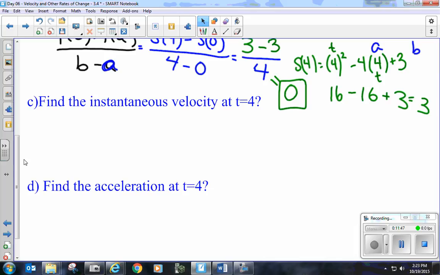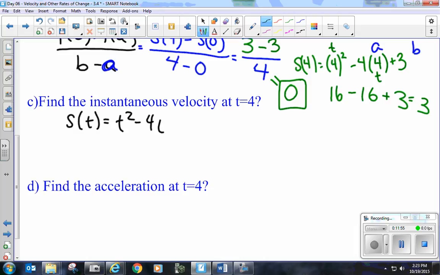Isn't the derivative velocity anyways? So my original equation is what? t squared minus 4t plus 3. Velocity is just the derivative of position, right? What is that going to end up being? 2t minus 4. And I want to find that at time 4. The equation that gives us position, if I take the derivative of that, it's velocity. If I take the derivative of velocity, which is the second derivative of the first one, that's acceleration.